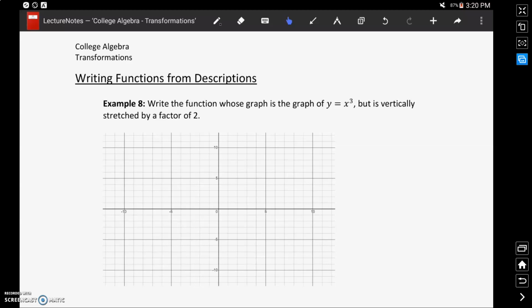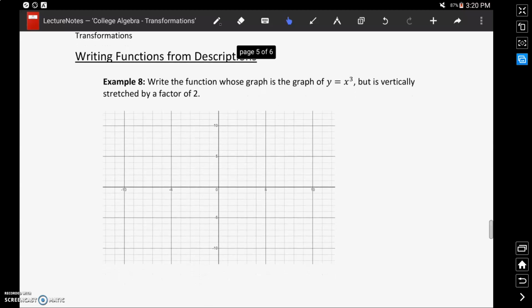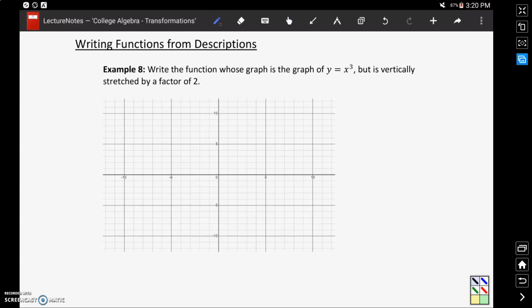For example, in problem 8, we want to write the function whose graph is the graph of y equals x cubed, so we know that we have this as a base function, but is vertically stretched by a factor of 2. So keeping in mind, our function is going to be something of the form a times the quantity x minus b, cubed, plus c.